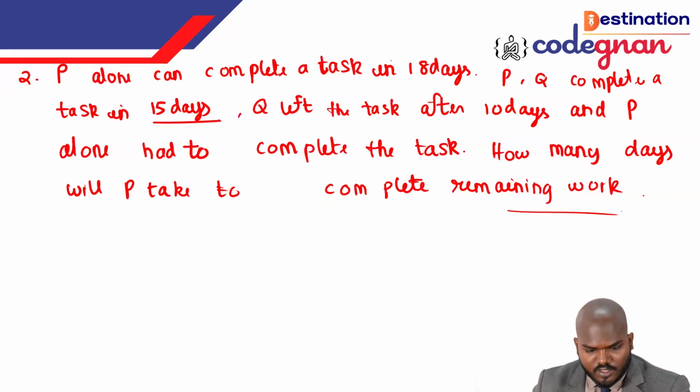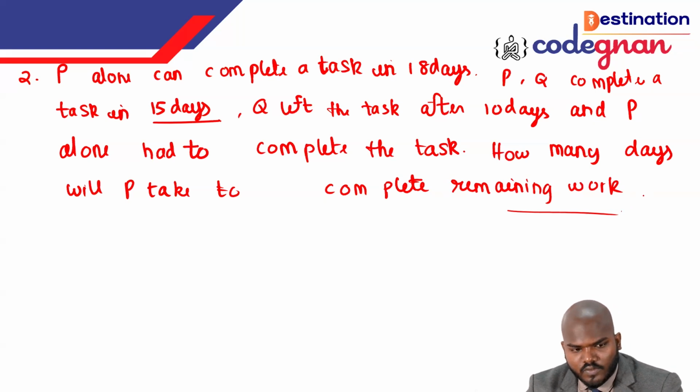So this is the question we have here. Read the question very carefully, guys. P alone can complete a task in 18 days. And P and Q, working together, can complete the task in 15 days. So Q left the task after 10 days, and P alone had to complete the task. Then Q left after the 10 days, so P has the whole responsibility to finish the work. So how many days will P take to complete the remaining work is the question.